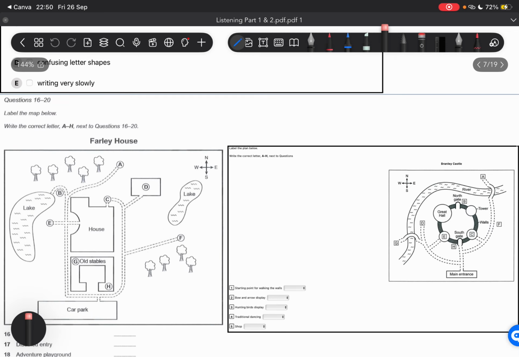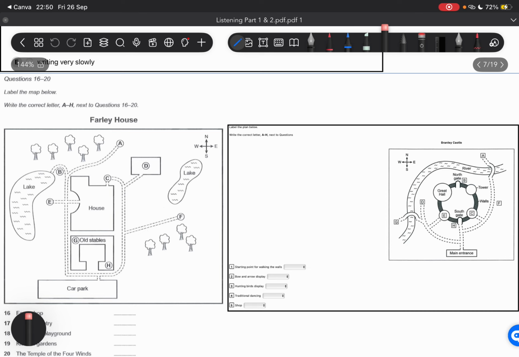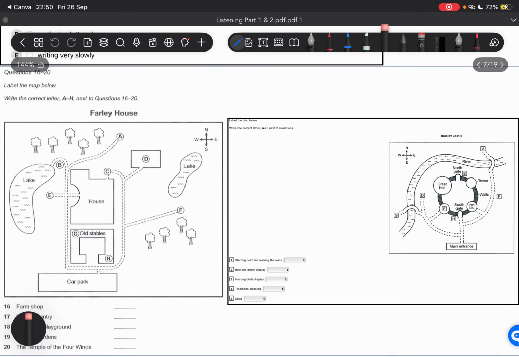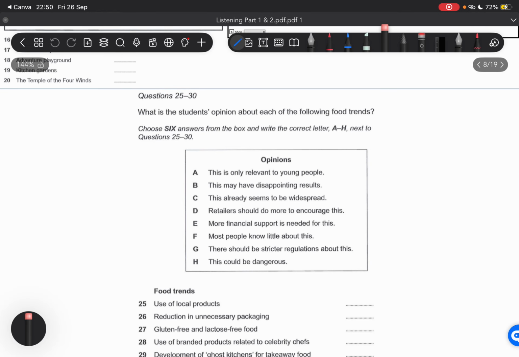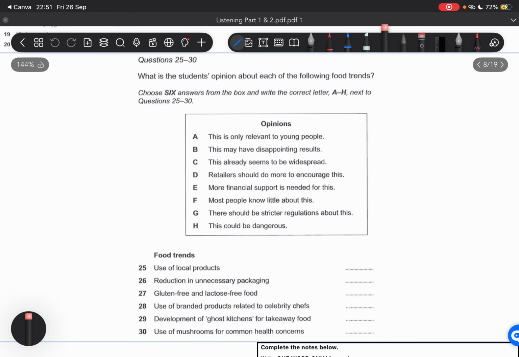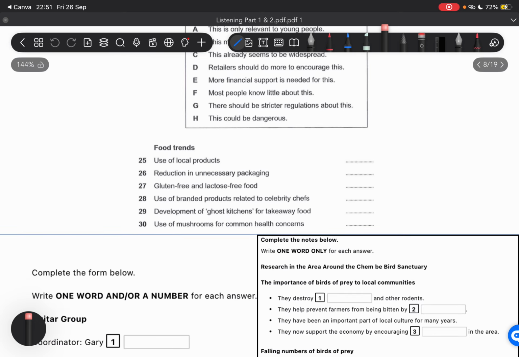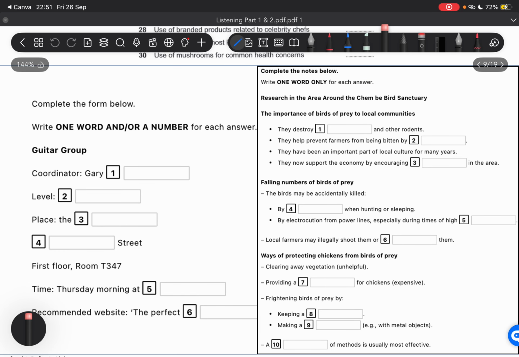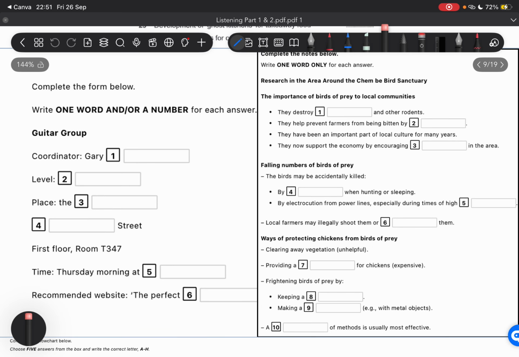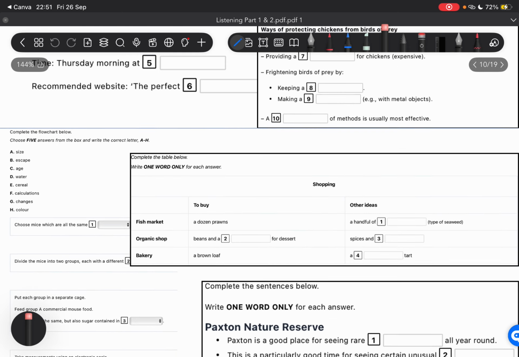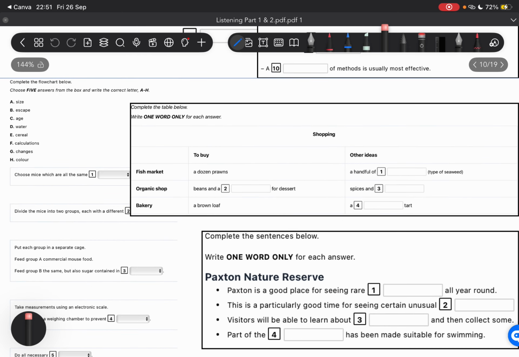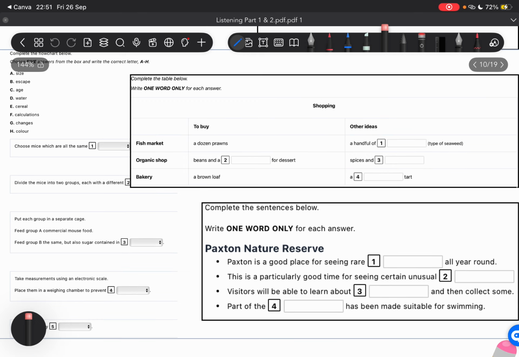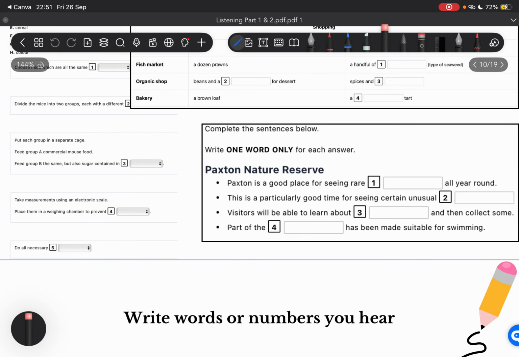And also we've got map labeling, as you can see here, also plan labeling. Sometimes you might also get diagram labeling, and you can also get matching, as you can see here. We've got the letters to match with the numbers. And we also have form completion and note completion. They are similar, as you can see, missing words. Also flowchart completion, as well as table completion, also sentence completion. They all are similar, you just have to complete those forms with the missing words.